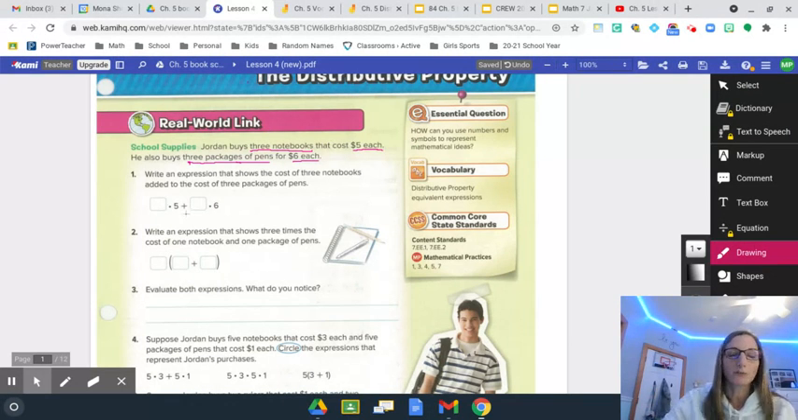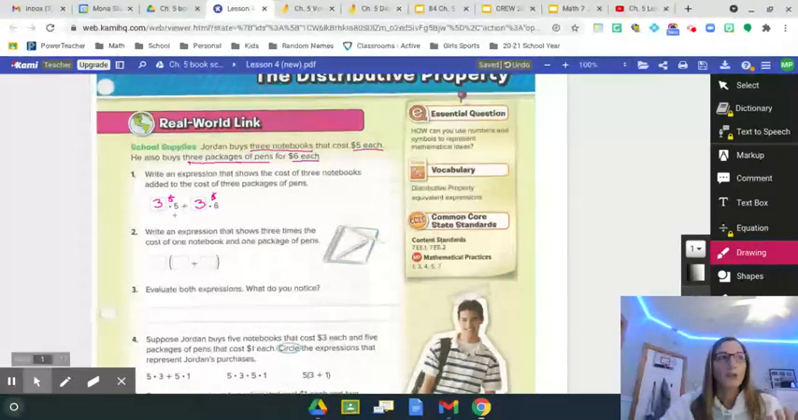So if you look at the expression starting to be set up for you, what are you going to multiply by 5? Really, that's the $5 there. Well, you're going to multiply it by 3, right? Because you're buying 3 notebooks, $5 each, 3 times 5. And then times 6, well, you're buying 3 packages of pens, $6 each, 3 times 6.